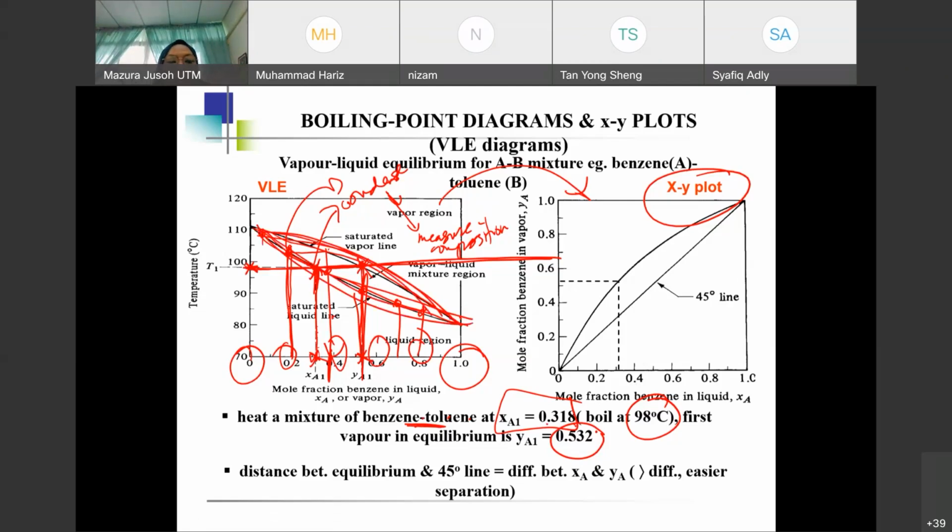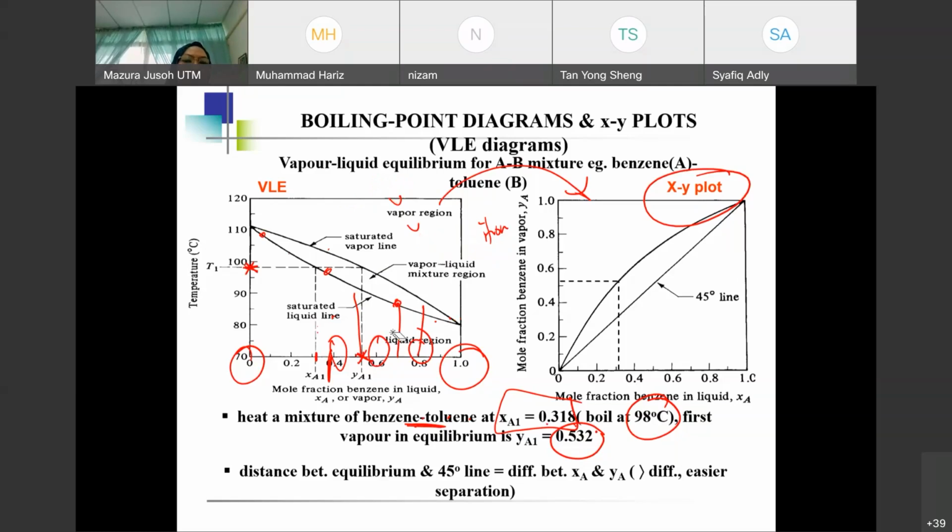And if you see the distance, okay, there's actually a distance between the equilibrium line and this one is for the XY plot. This one is for the XY plot.